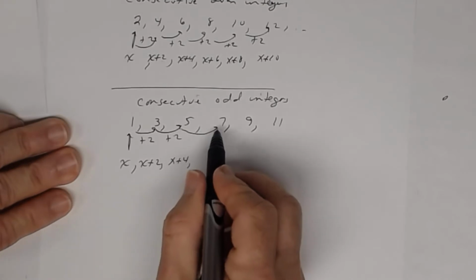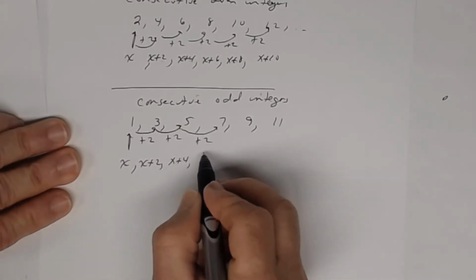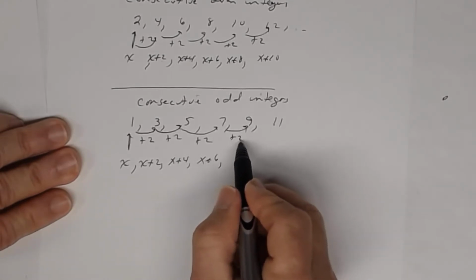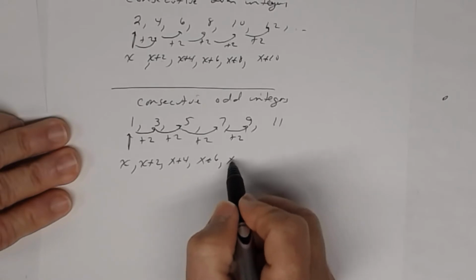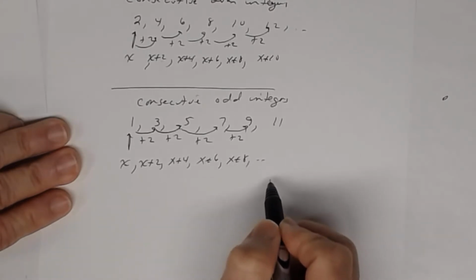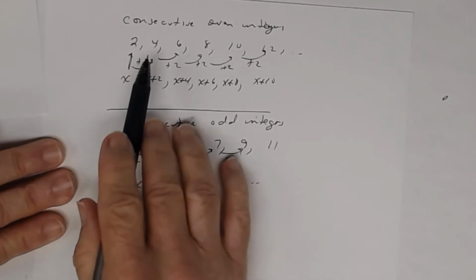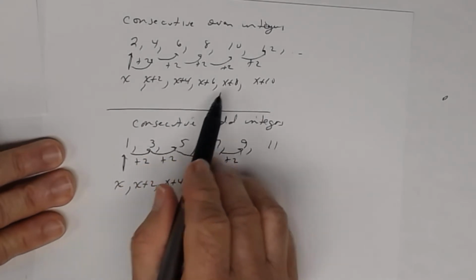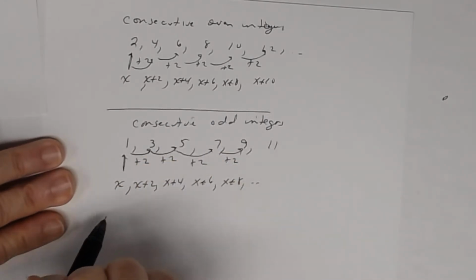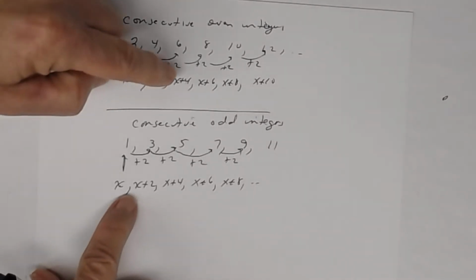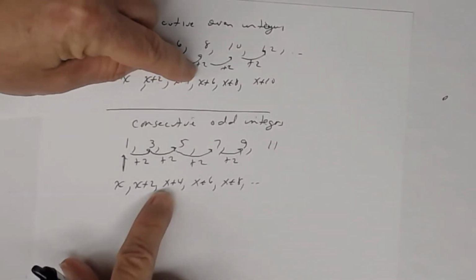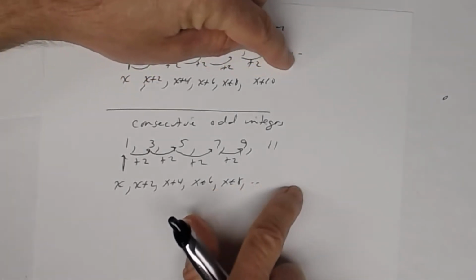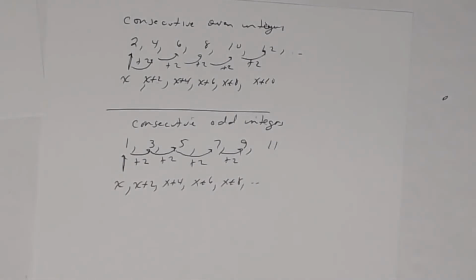What do I add to the 5 to get 7? Plus 2. X plus 4 plus 2 is x plus 6. What do I need to add to 7 to get 9? Plus 2. So x plus 6 plus 2 is x plus 8, and so on, right? I want you to notice that consecutive even integers and consecutive odd integers have the same expressions. If x is your first, the second one will be x plus 2. The third one will be x plus 4. The fourth one will be x plus 6. The next one will be x plus 8, x plus 10, x plus 12, and so on. Okay? So that's the idea.